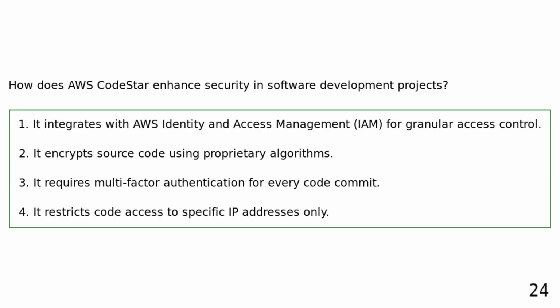How does AWS CodeStar enhance security in software development projects? It integrates with AWS Identity and Access Management for granular access control. It encrypts source code using proprietary algorithms. It requires multi-factor authentication for every code commit. It restricts code access to specific IP addresses only.